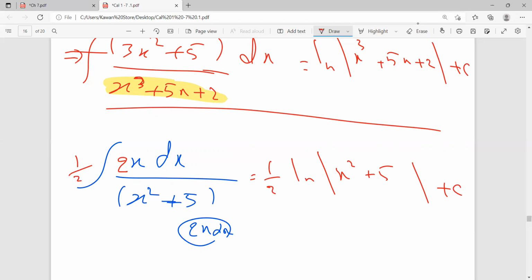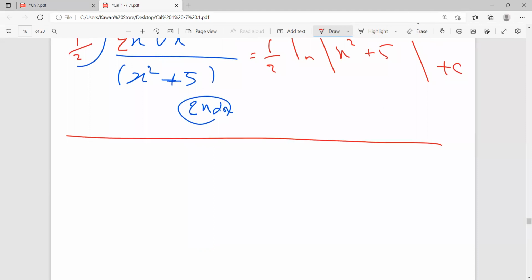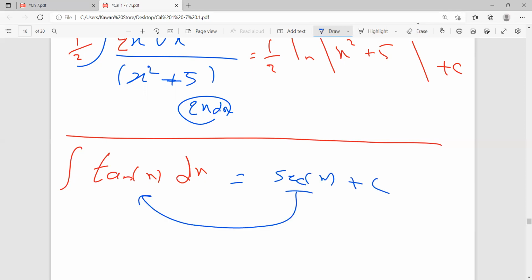Now I'm going to another idea. Look here: tan of x. Before you say anything, I'm going to help you. What is the integral of tan of x? Secant here. If I ask myself, is the derivative of secant equal to tan or not? No. The derivative of secant is secant tan. So that means the answer is not right. Thank you. Another attempt, another idea.